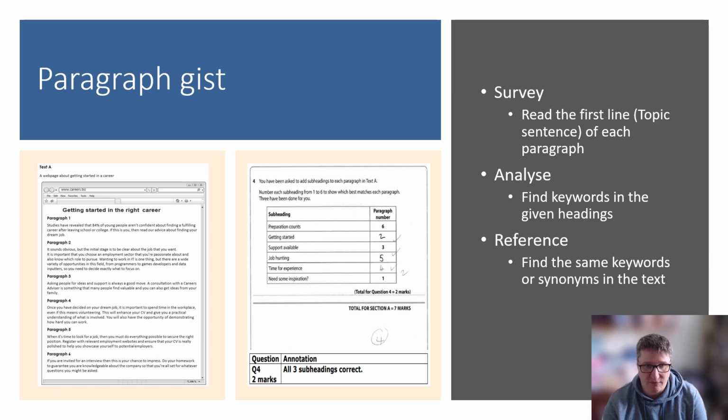So if we look at another one, for example, we look at time for experience, and you're thinking about experience. You then look through and you find paragraph 4 says, once you have decided on your dream job, it is important to spend time in the workplace. Spend time in the workplace. Time for experience, experience, spend time in the workplace. This is sounding very helpful. Even if this means volunteering. Boom, we're there. We've got there. It must be time for experience.